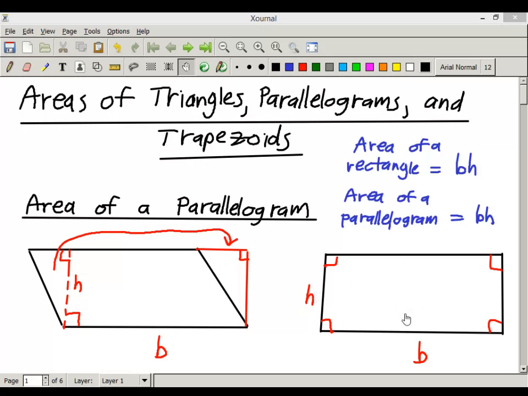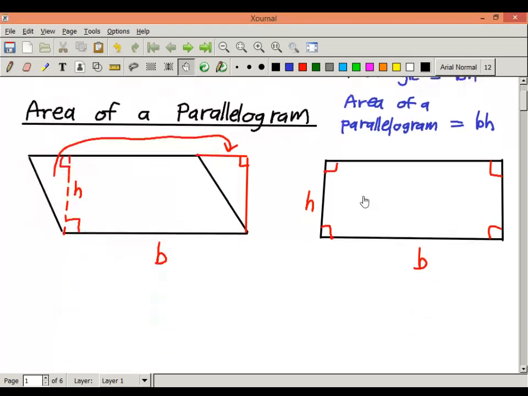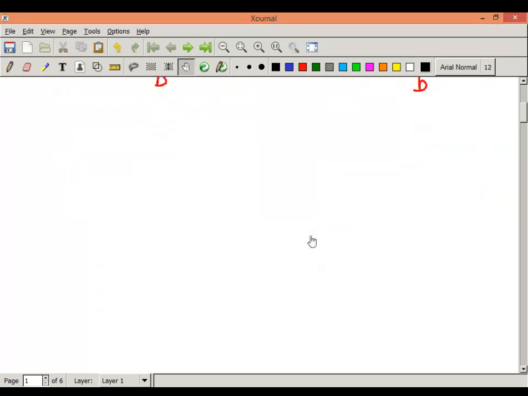Well, we know the area of a rectangle is base times height. So since we didn't really destroy any area when we cut that triangle off, because we put it on the other side, that parallelogram is going to have the same area as that rectangle, which is base times height. So just like the area of a rectangle is base times height, so is the area of a parallelogram, base times height. All right, so let's do an example of that. Should be pretty simple.